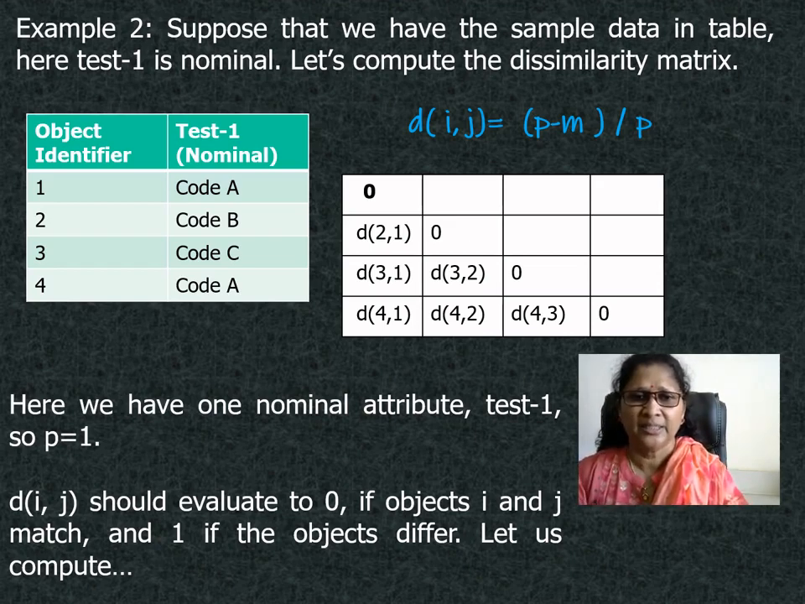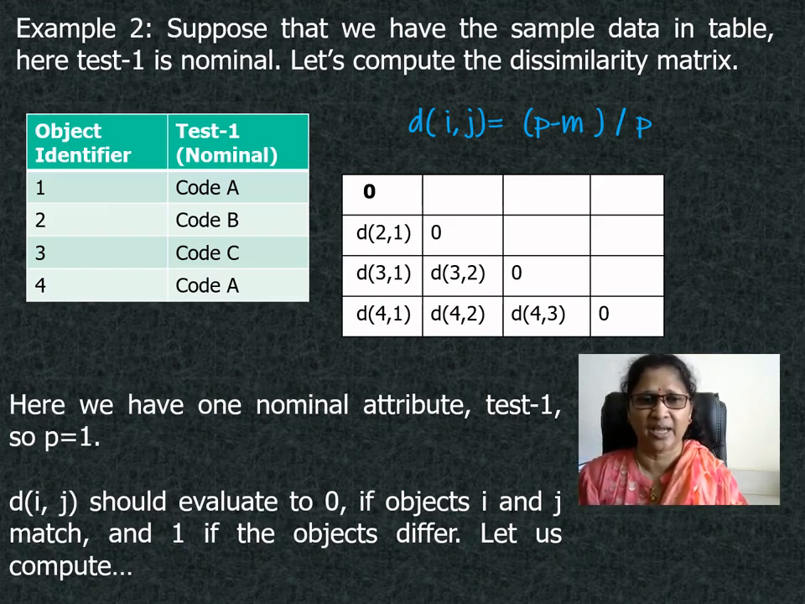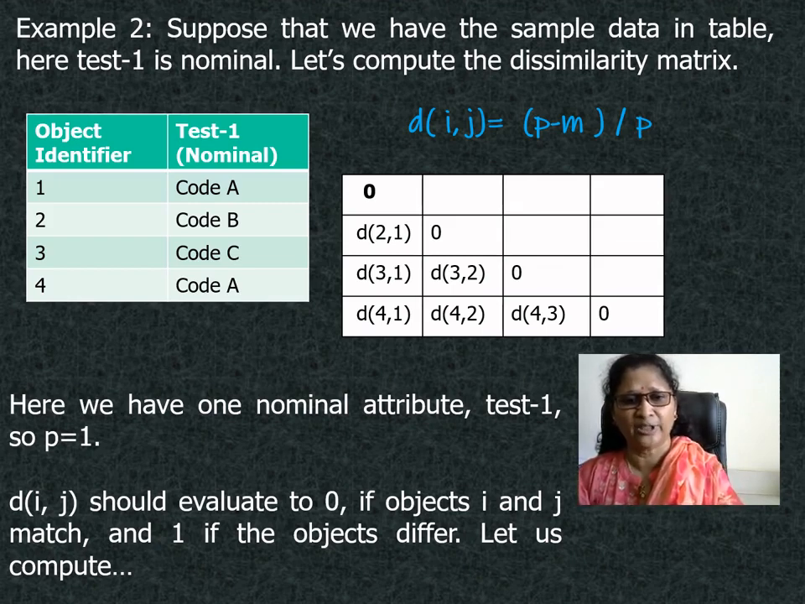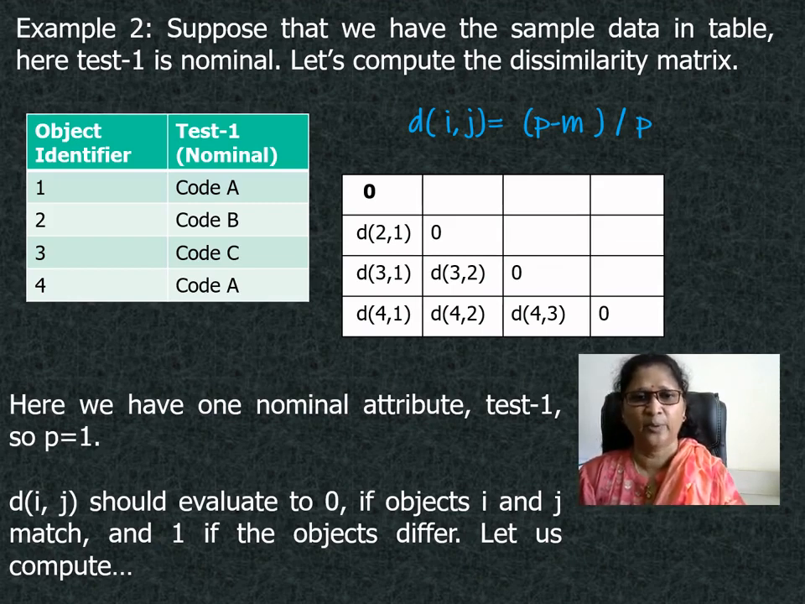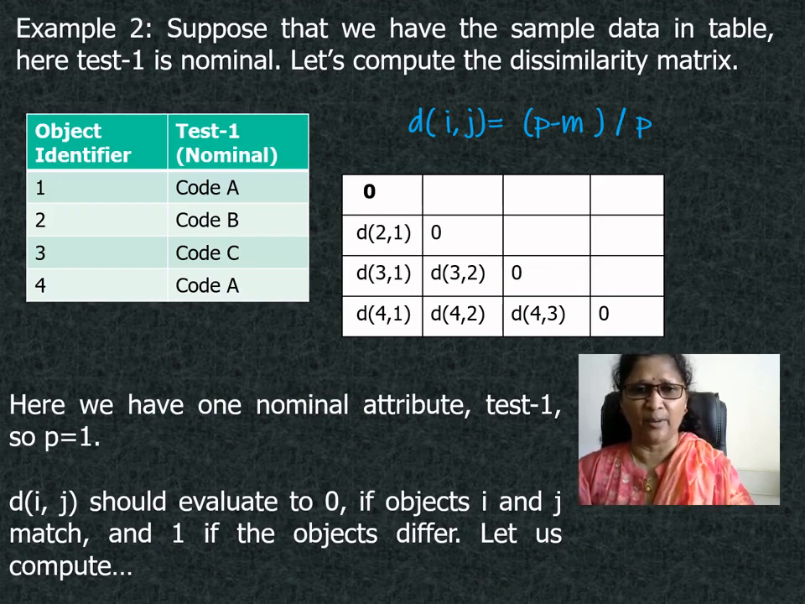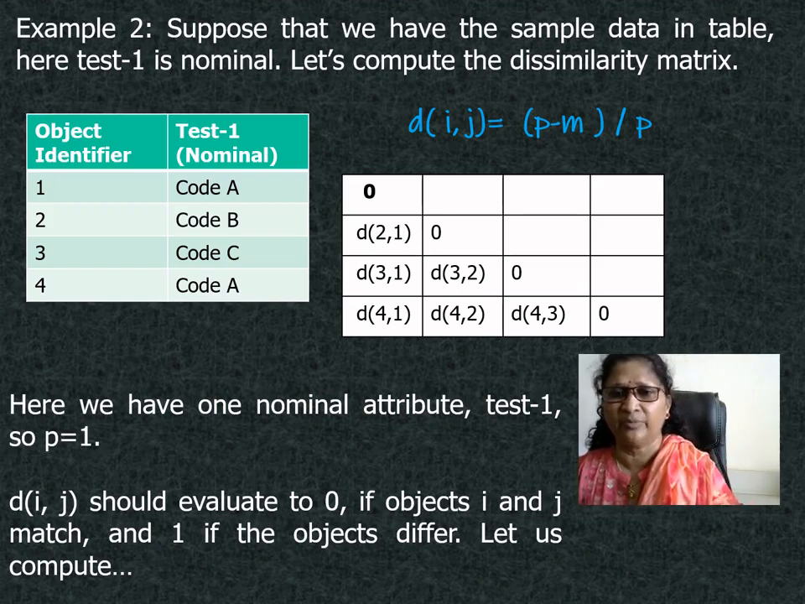They are testing some codes. Code A is assigned to 1, code B is assigned to 2, code C is assigned to 3, and the fourth employee is also testing code A. These code names are a nominal data attribute. So we are going to compute the dissimilarity matrix for it with the formula (p minus m) divided by p.